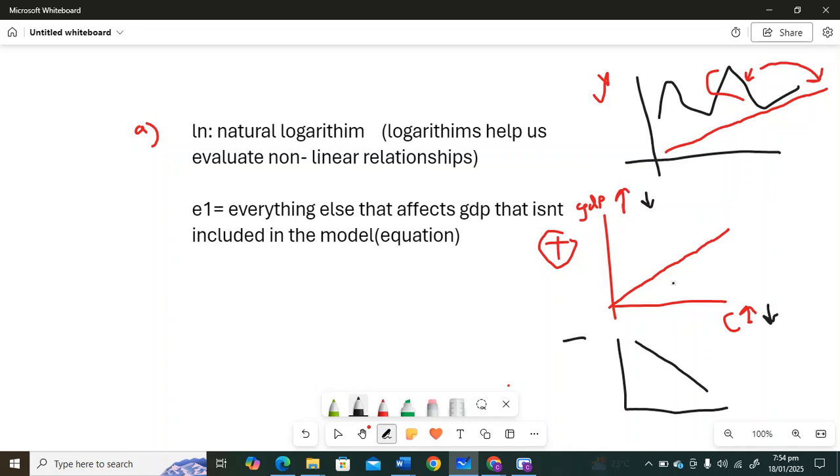And doesn't this remind us of the law of supply and demand? Have you seen the law of demand, the downward sloping inverse relationship? So that's what's happening here.